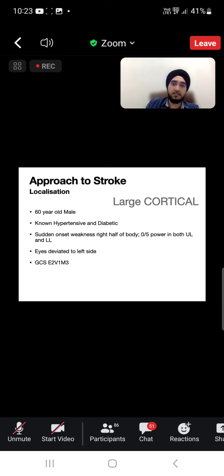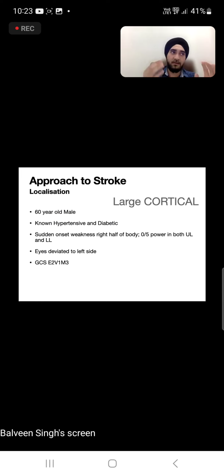So yeah, this is a large cortical stroke. When I say large cortical, I'm trying to tell you that cortex plus subcortex both are involved, but we don't call it a subcortical stroke involving the cortex. We say it as a large cortical stroke.